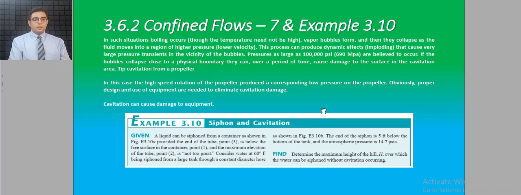In order to grasp it appropriately, I'm going to solve the problem of example 3.10, which is about siphon and cavitation in a written text. So follow me with it.